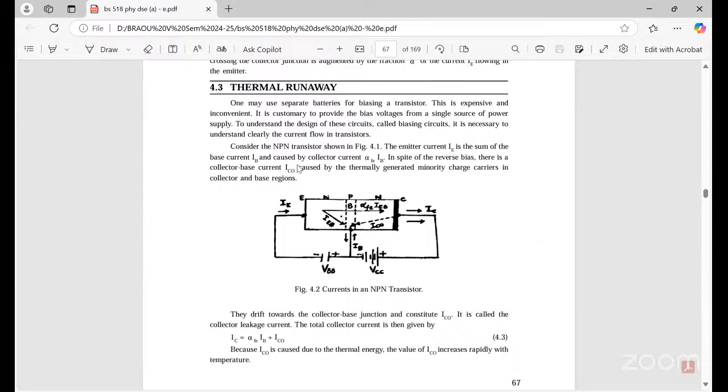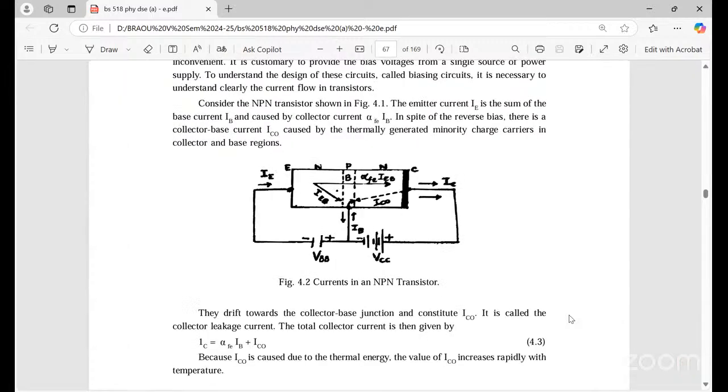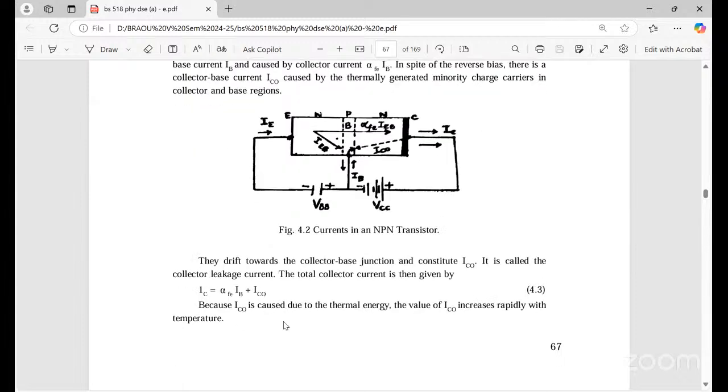So let us consider this figure, which shows an NPN transistor. The emitter current is IE, which is the sum of the base current IB and alpha IB, which enters the collector region, coming from the emitter to the collector across the base region. In spite of the reverse bias, there is a collector base current ICO, caused by thermally generated minority charge carriers. ICBO means collector to base with emitter open. If no current is passing in the emitter region, the charge carriers move from the collector to the base due to the minority charge carriers. That is the case: IC equals alpha IB plus ICBO.